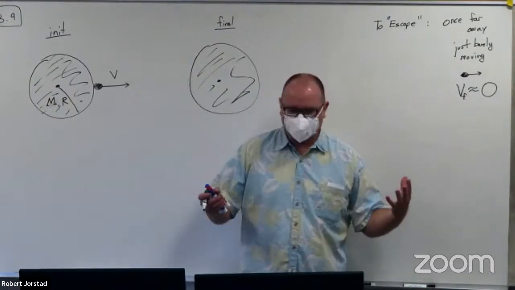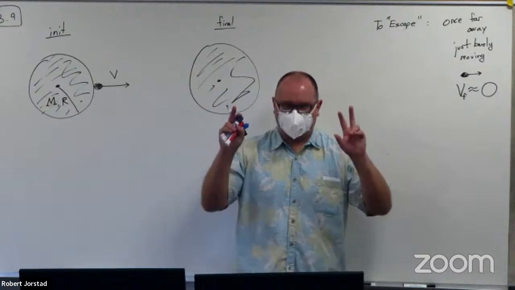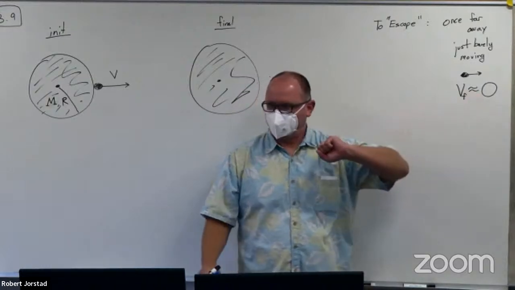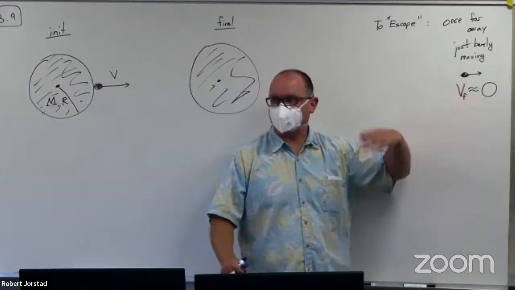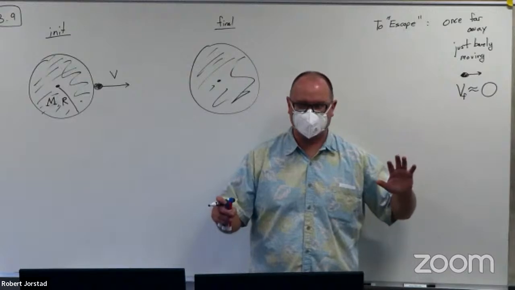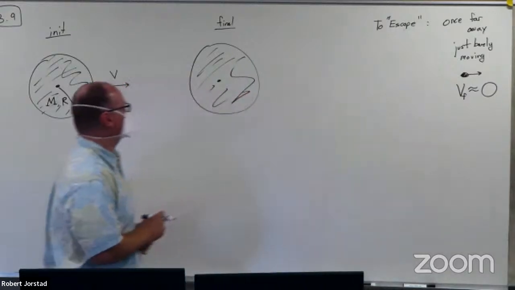So if you get a problem like this on a test, you're supposed to know to escape means you get far away, but you're not moving anymore. Any speed greater than that, you would also escape. But this is the minimum condition to escape. Good? All right, all right.